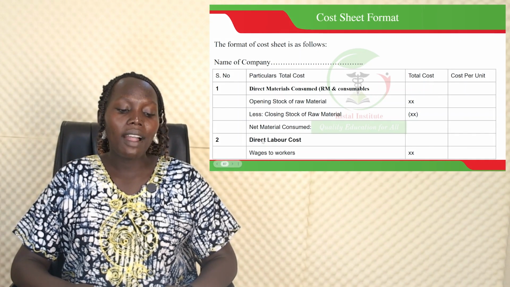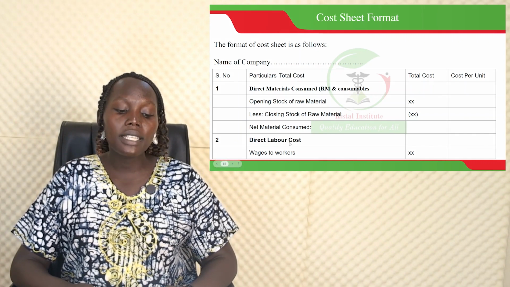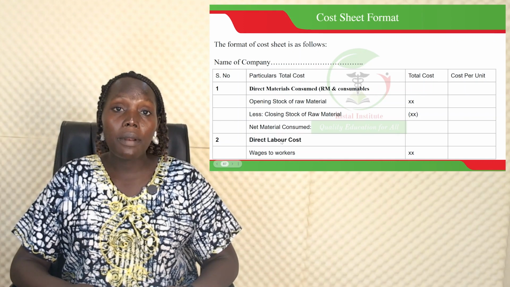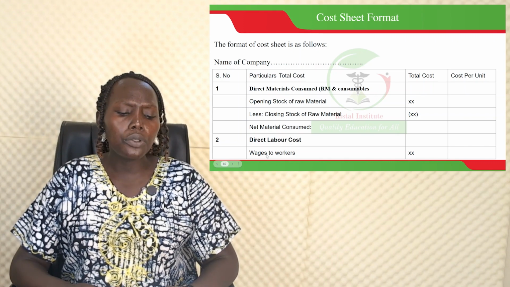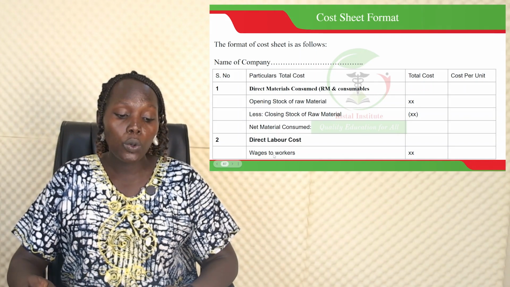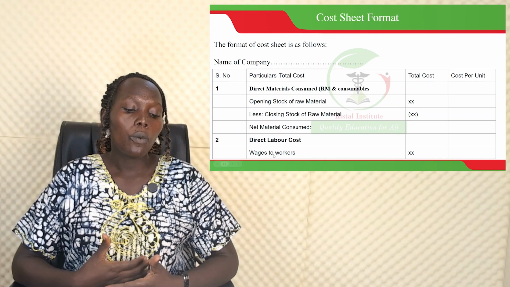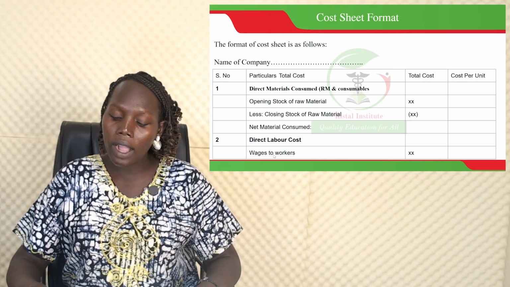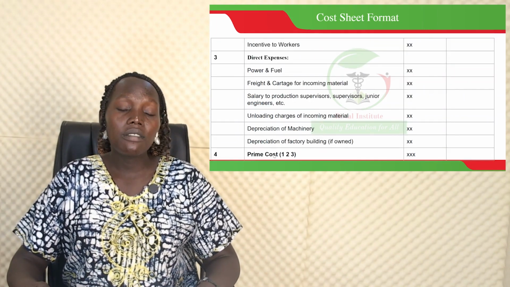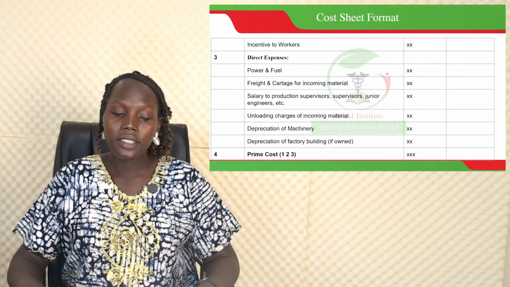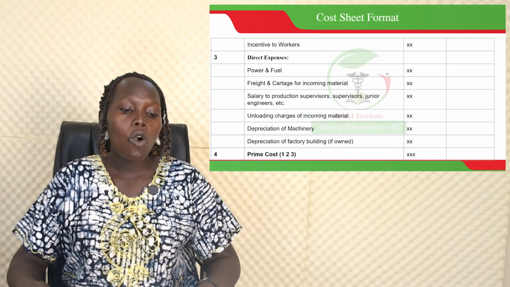So two, we have what we call direct labor. It includes the wages too. What are these direct labor costs? When we talk about direct labor costs, we mean the wages to workers, incentives to workers. These are direct labor costs.